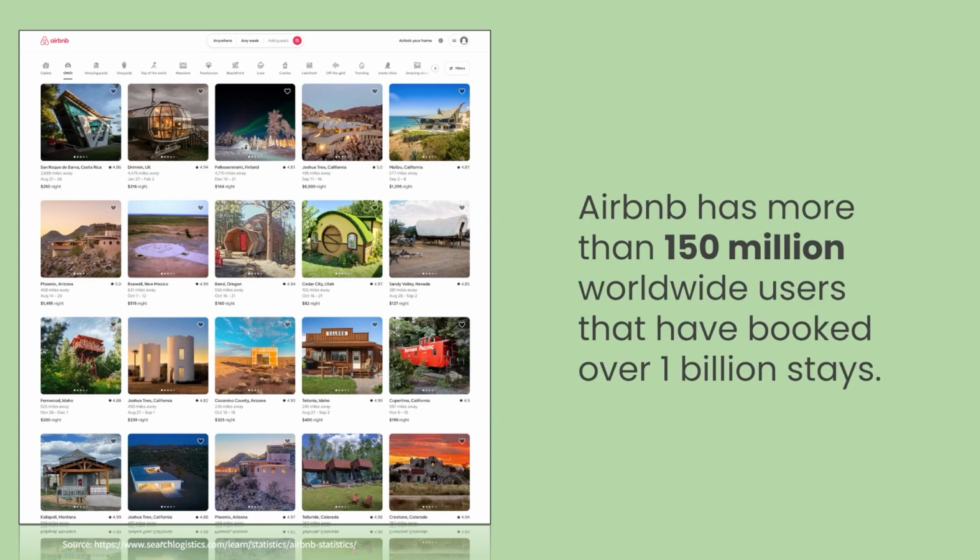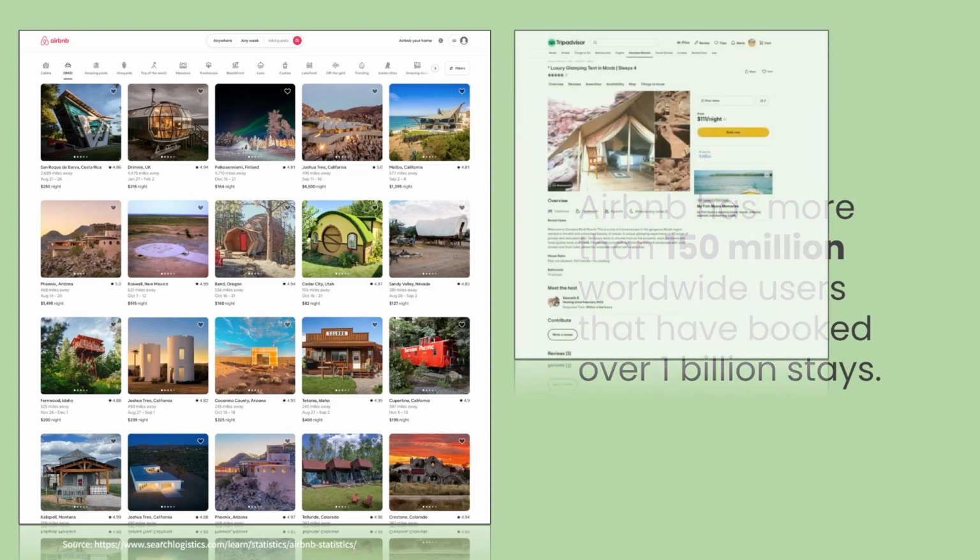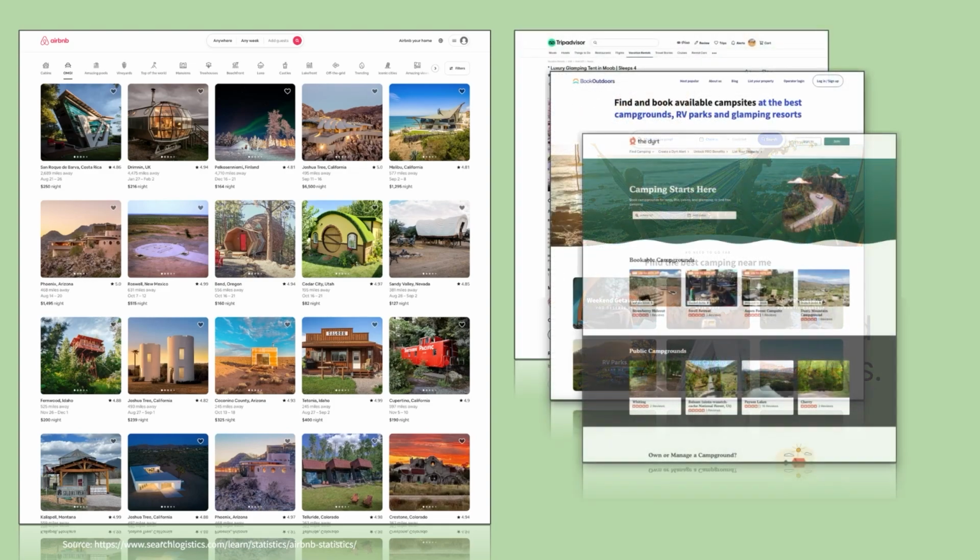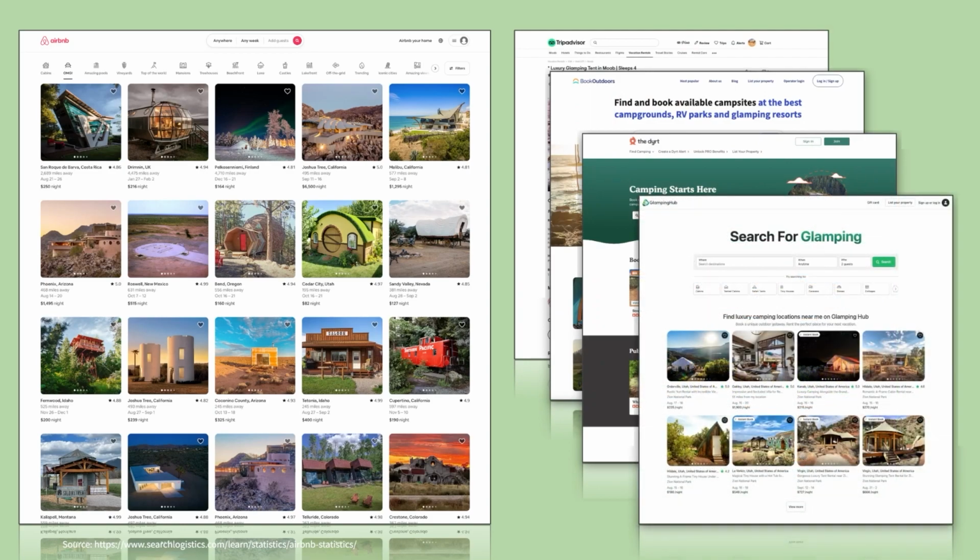Because many properties look at their units as an expiring product, they use OTAs like Airbnb, Vrbo, Booking.com, TripAdvisor, The Dyrt, Book Outdoors, Glamping Hub, and many more to advertise. These properties recognize that they are still making a profit on that unit that they wouldn't have sold anyway.